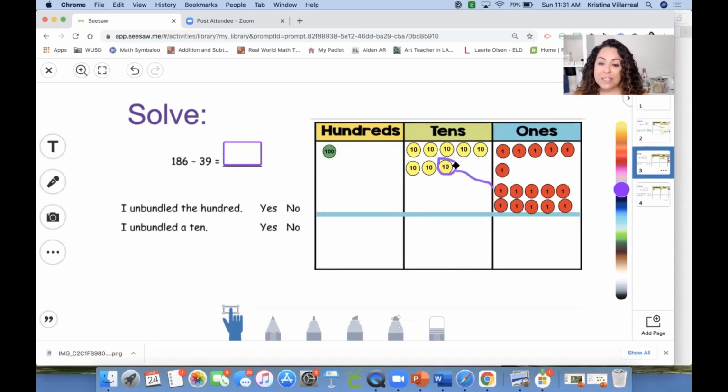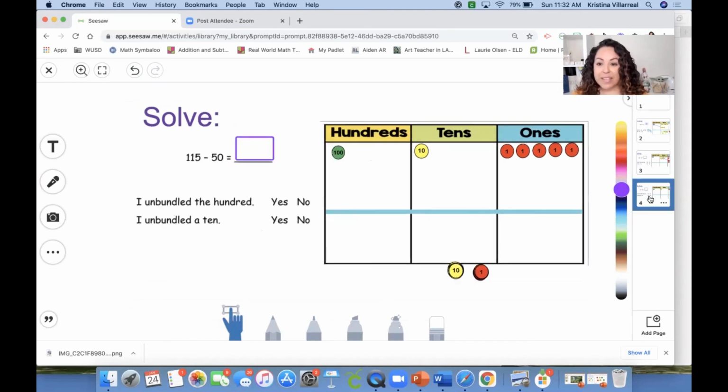Now you're going to see right here that I had to unbundle a 10. So when you get to this 10, are you going to count it? No. So I want you to subtract 9 ones, and then I want you to subtract 3 tens and tell me what your answer is and what you unbundled. And on your last one, this one is a double unbundle. So what I want you to do is I want you to do this one on your own.